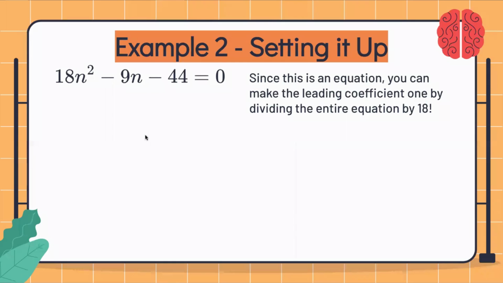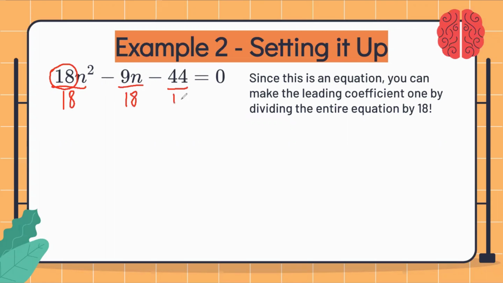Here is another problem for us to try. We have 18n squared minus 9n minus 44 equals 0. Now looking at this problem, just like the last one, our leading coefficient is not 1. In this case, it's 18. And since this is an equation, you can make the leading coefficient 1 just by dividing everything by 18.